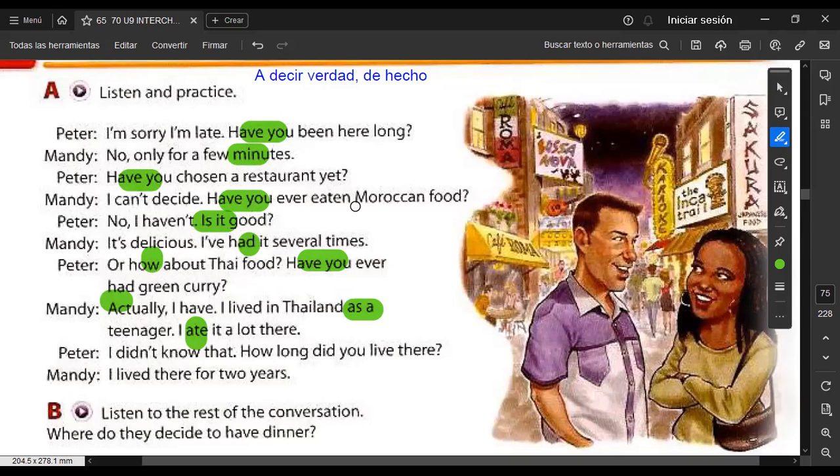Ahora usted va a empezar, usted va a ser Peter, and I'm going to be Mandy. So you are going to start.